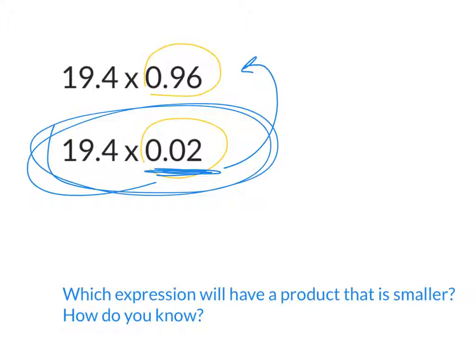How many hundredths is this? 2. How many hundredths is this? 96. Isn't there a difference between 2 and 96, right? So this is going to be a lot smaller than 19.4. Why is this skill useful to know? It helps you know if your final answer is reasonable.